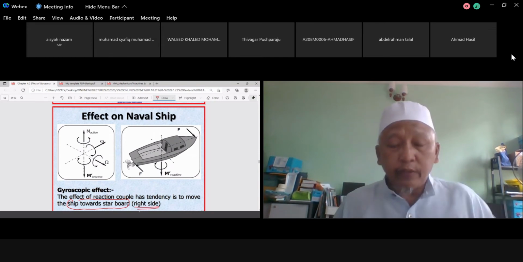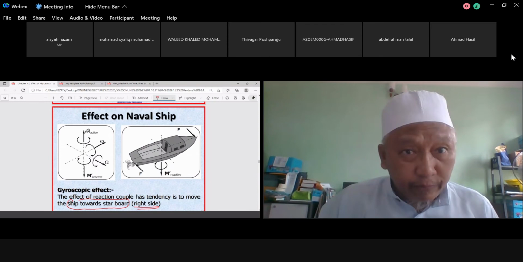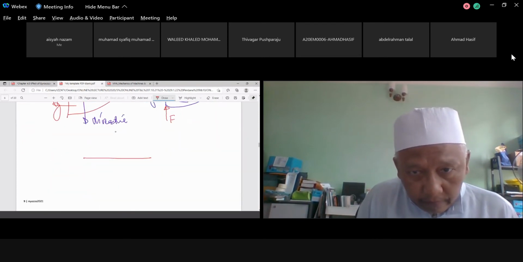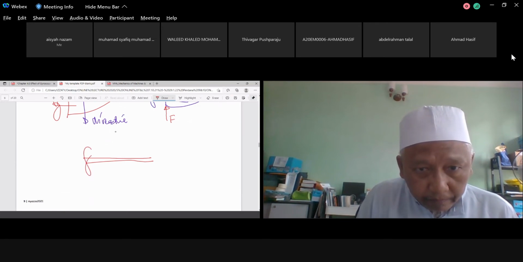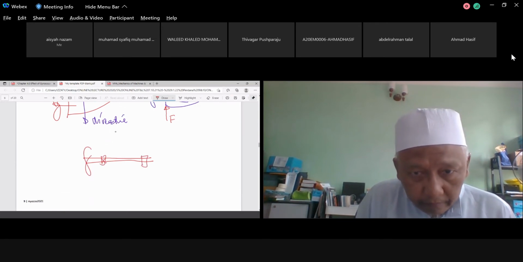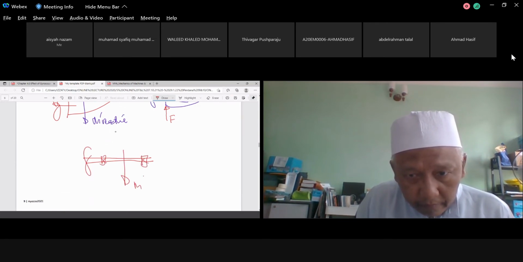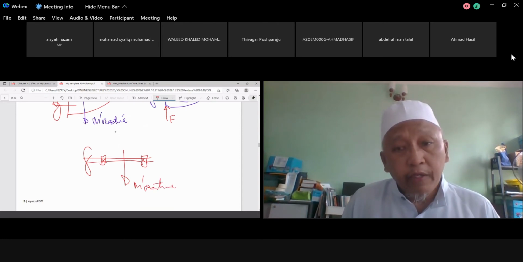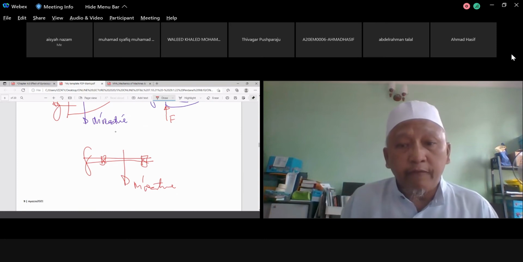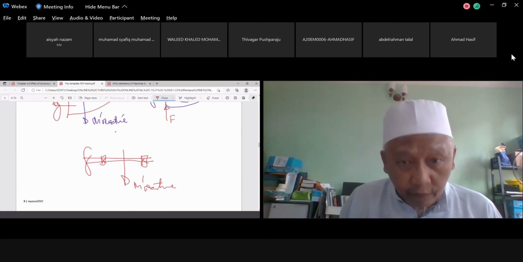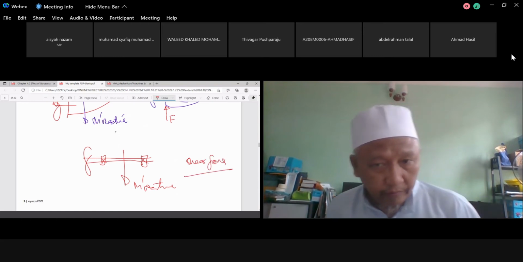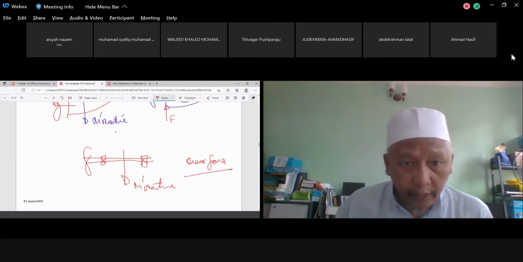What happened to the propeller, for example? If this one is supported by the propeller, remember, this one is the bearing, for example, thrust bearing. So what happened to the propeller? Because it is occurring on the surface, you will have shear force.